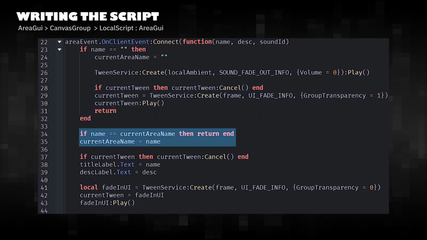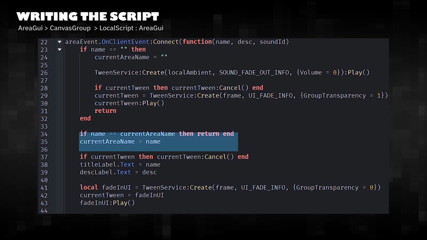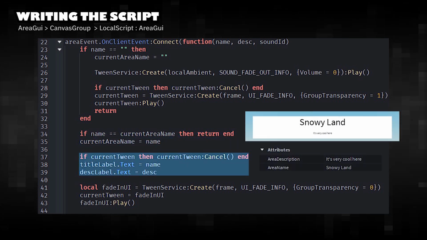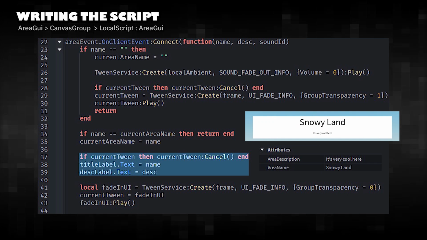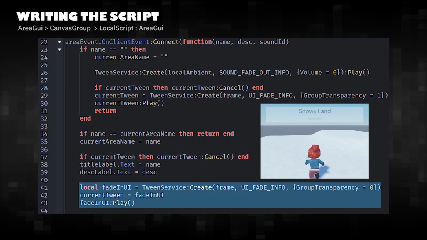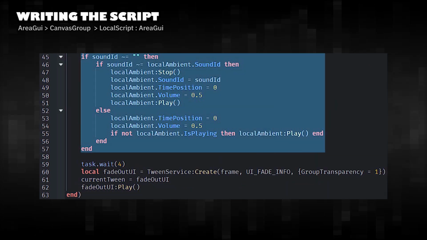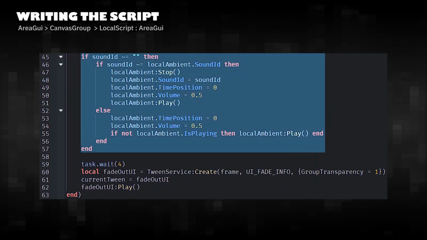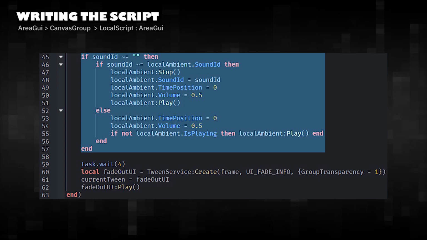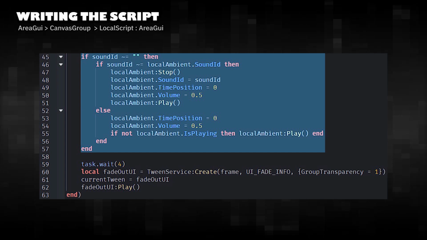Ignore the event if the player is already in the same area. Updates displayed information. Sets the area name and description. Fade in the UI so it looks smooth and professional. Play ambient sound. Only plays sound if the area has one. Switch to a new sound or restart the current one.